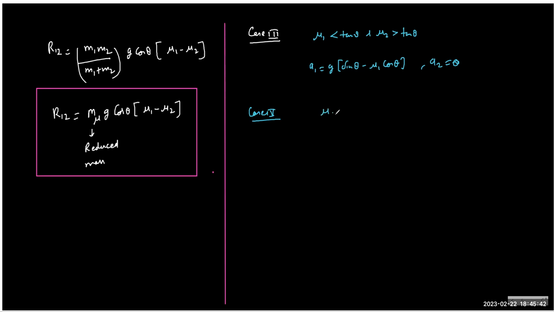And case 4 is interesting. If both are less than tan theta, so now again, what will happen? Both will move, right? If both are less than tan theta, then what will happen? Can you guess? Both will slip. Will they slip together or will they slip separately?